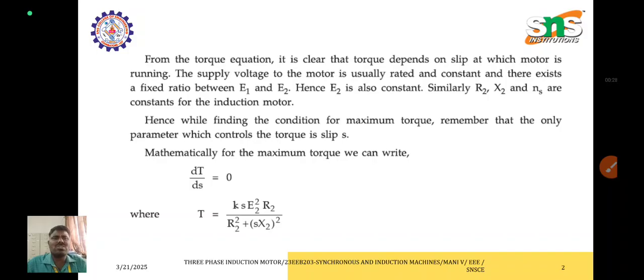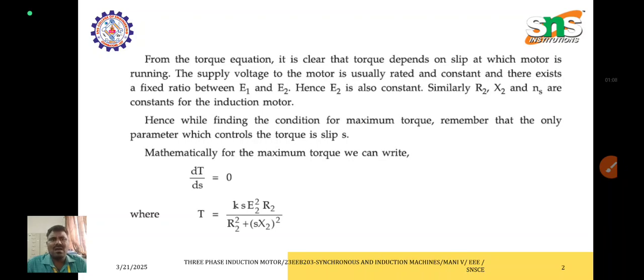From this torque equation, we clearly understand that the torque mainly depends only on the slip, because the other parameters are constant. The supply voltage we always maintain constant, and the ratio between the induced voltage from the stator to rotor is also constant. Similarly, the rotor resistance, rotor reactance, and the synchronous speed are all constant in an induction motor. So the torque only depends on the slip.